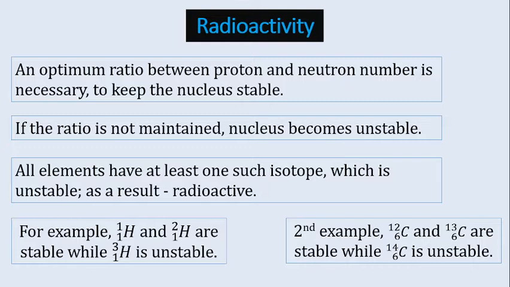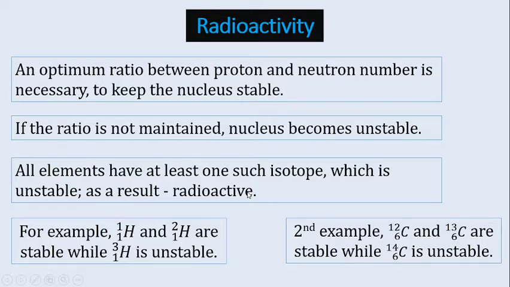And we know that starting from 1 to 118, there are 118 elements. All elements have at least one such isotope which is unstable. Every element has a minimum of one unstable isotope. That means its nucleus is unstable, and we say that all unstable nuclei result in radioactivity.